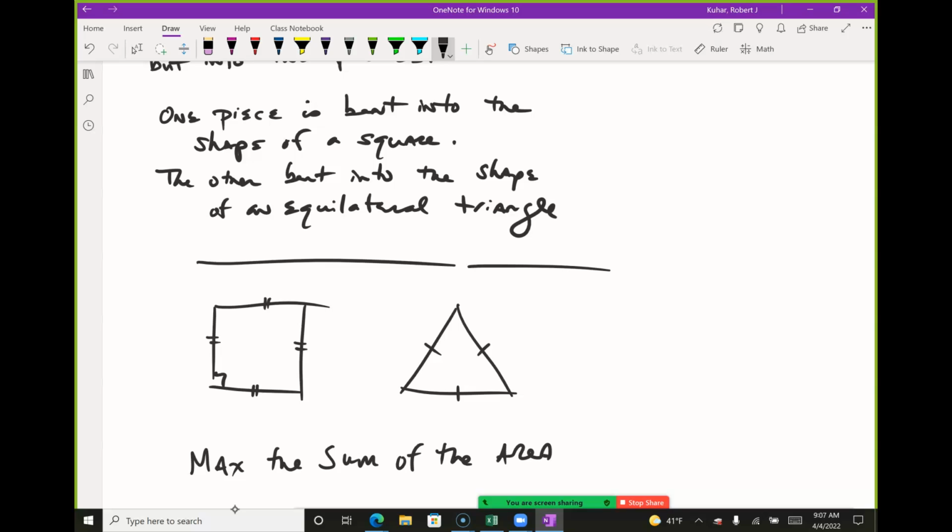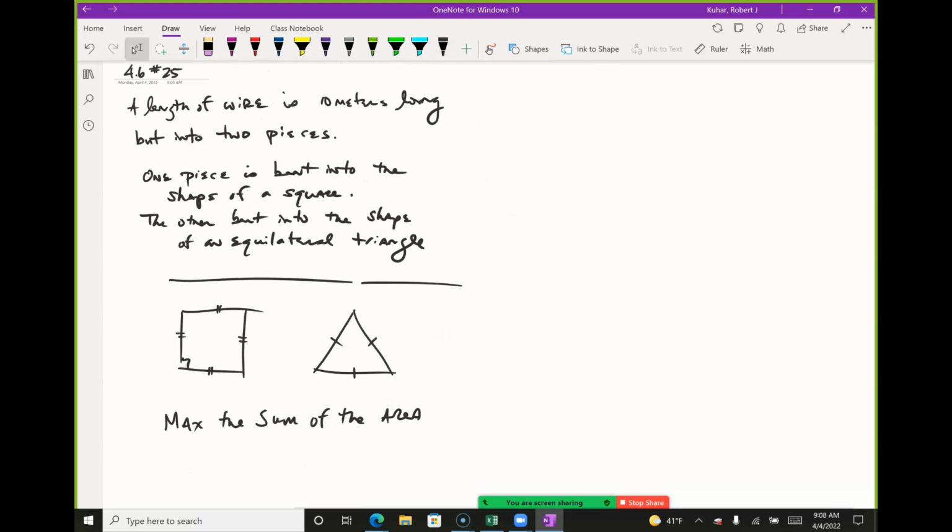So we can't assume which piece of wire is larger. That's right. We don't know which one is longer than the other, but we're going to call one of them X and one of them Y. Exactly true. Okay.